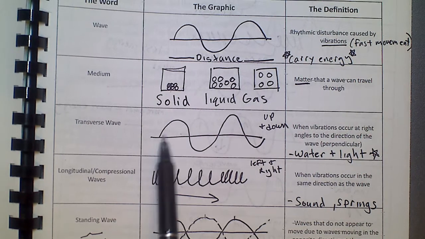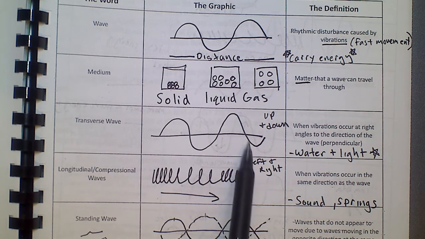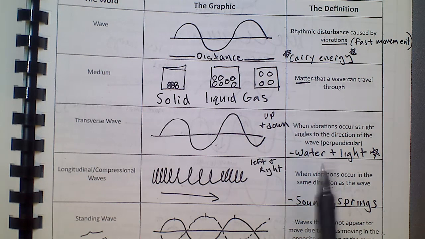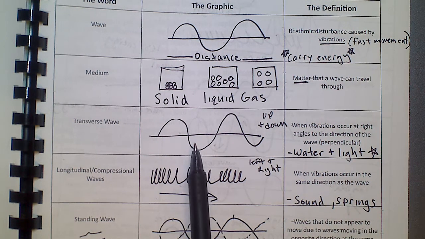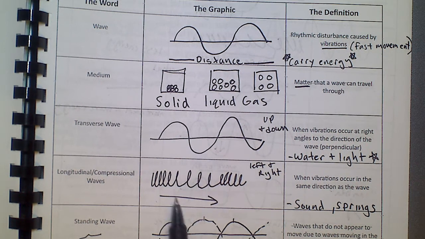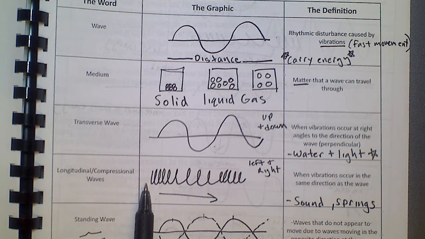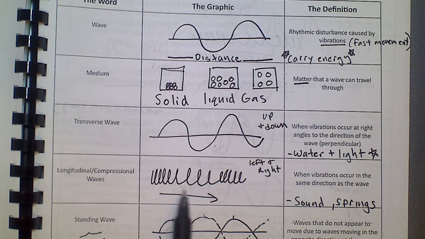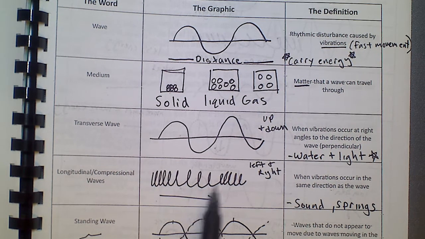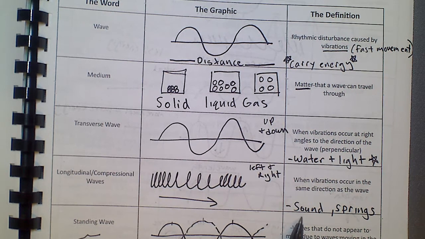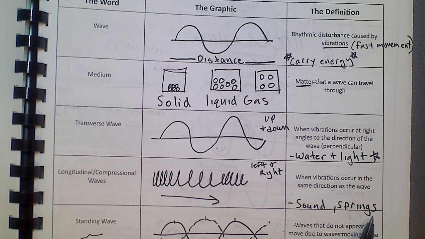A transverse wave has this up and down motion, and water and light are types of transverse waves. In contrast, a longitudinal or compressional wave moves kind of left to right. So it has this more spring-looking motion. And this is how sound looks and how springs also transfer energy.